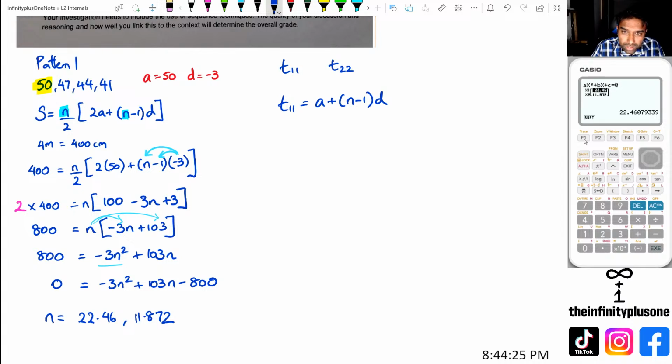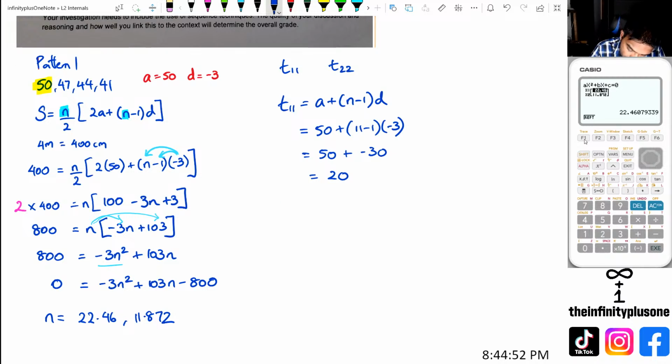So if we do a plus n minus 1d, for T11, a value is going to be 50 plus 11 minus 1 times -3, and that's going to give me 50 plus 10 times -3, which is -30. That's going to give me 20. Now that's the shortest length, 20. Okay, that kind of seems to make sense.